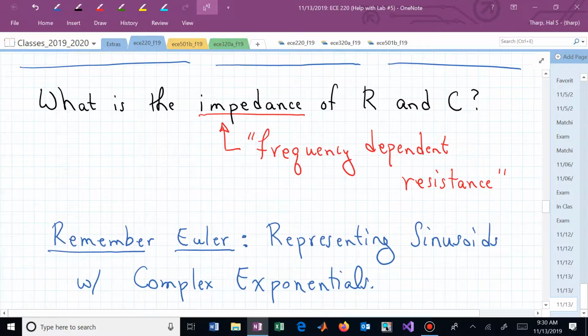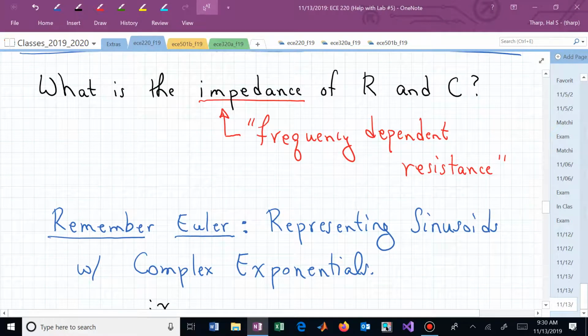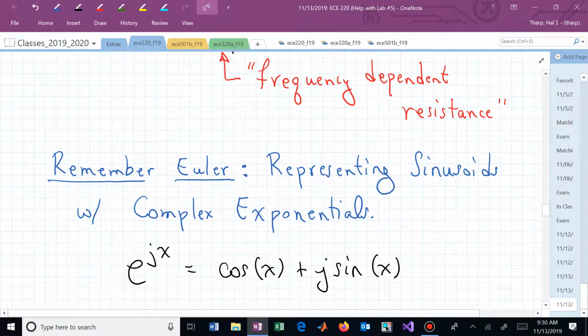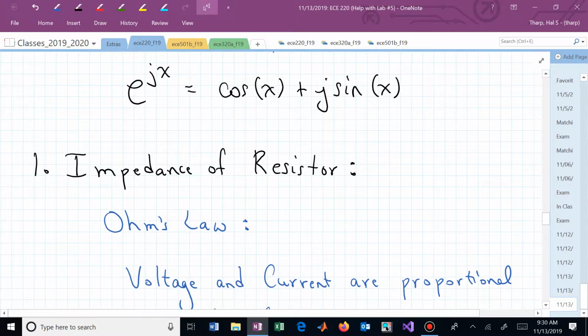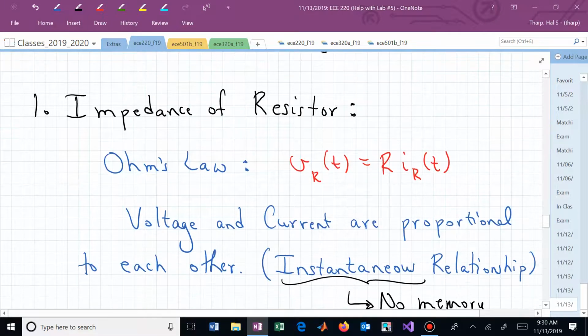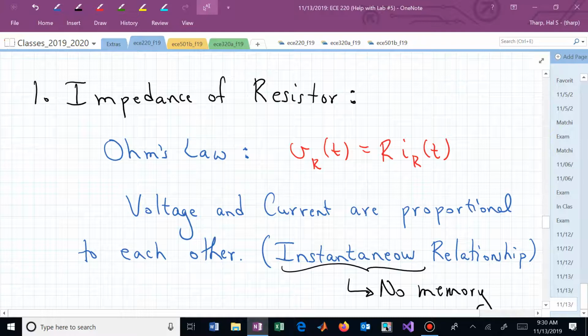Let's now use some of this information to see the frequency dependence of our resistors and capacitors, because we need to know that in order to analyze this RC circuit in the sinusoidal steady state. So we're representing sinusoids with complex exponentials. What's Ohm's law? V is equal to Ri.